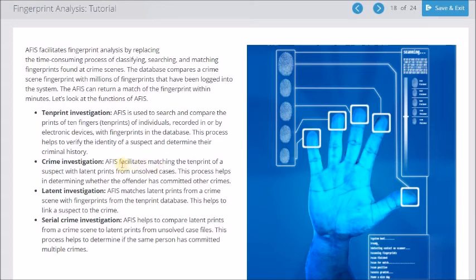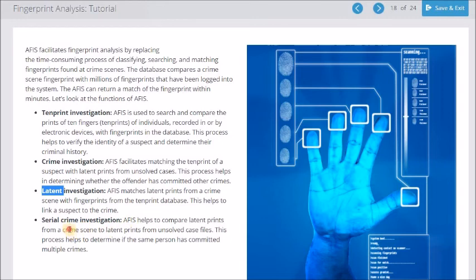Another one is crime investigation. You can take parts of prints, or you can take latent prints from unsolved cases and run them through AFIS, and sometimes that can help you connect to a person that's there. The latent investigation, so we take single fingerprints and they help find them in the 10 print database. That can link you.